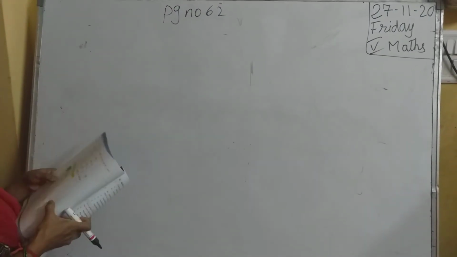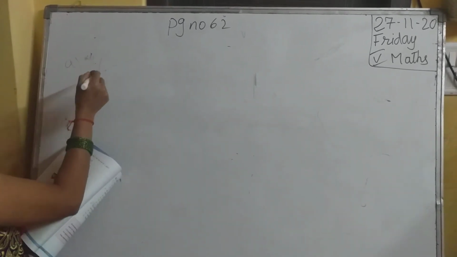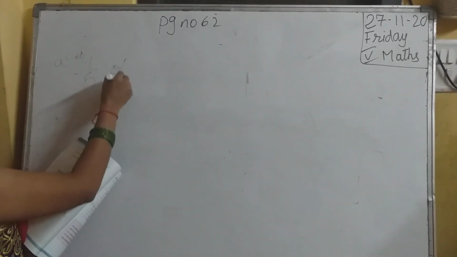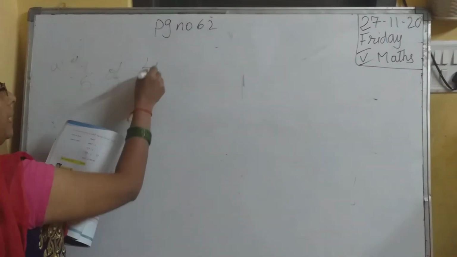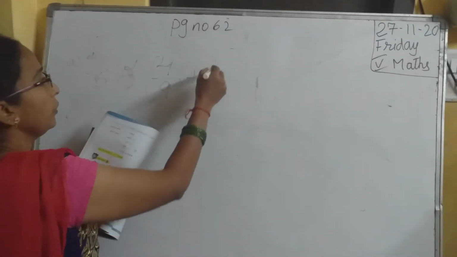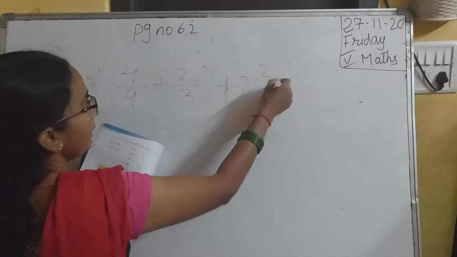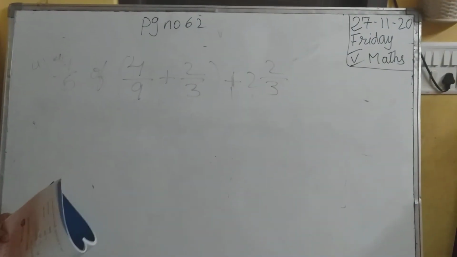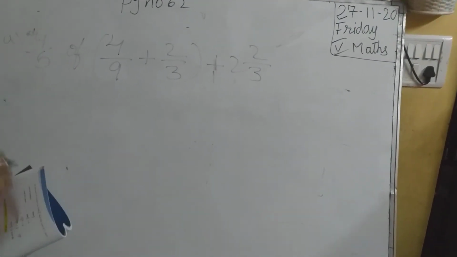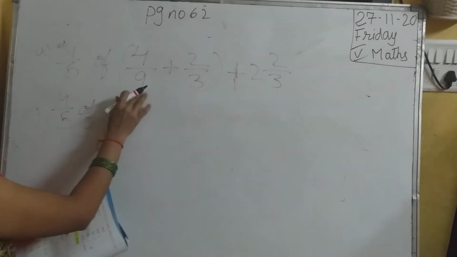A1, children. 4 by 5 of 4 by 9 plus 2 by 3, divided by 2 by 3. Okay? Come on. First what should you do? First remove brackets. 4 by 5 of 4 by 9 and 3.